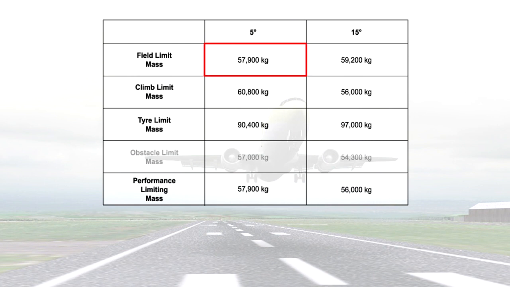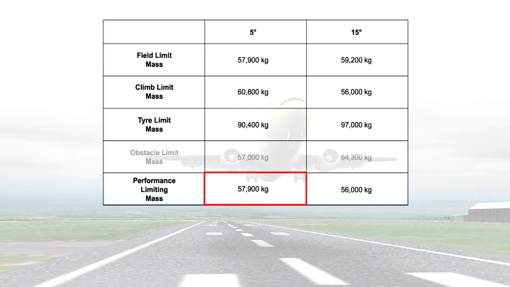Therefore, the most limiting mass is the field limit mass of 57,900 kilograms. This would be called the performance limiting mass. The takeoff performance in this example is described as being field length limited.